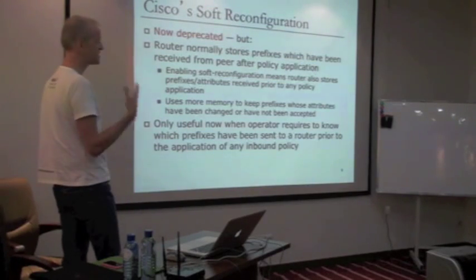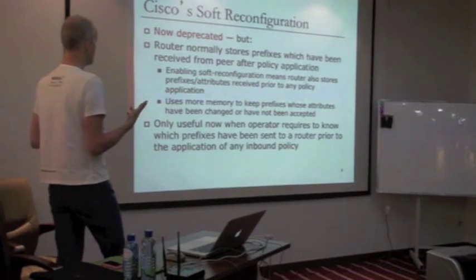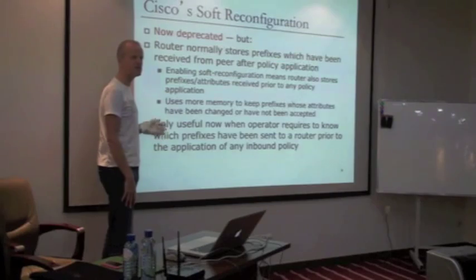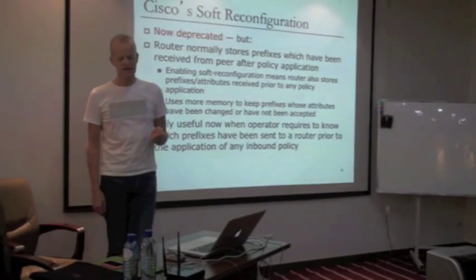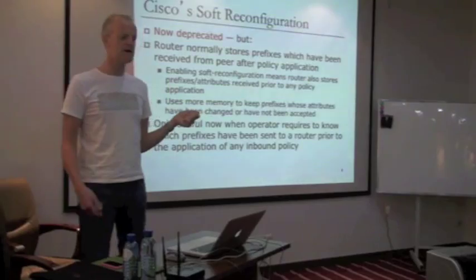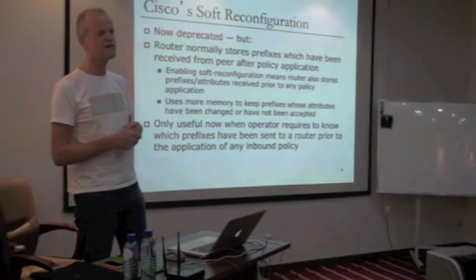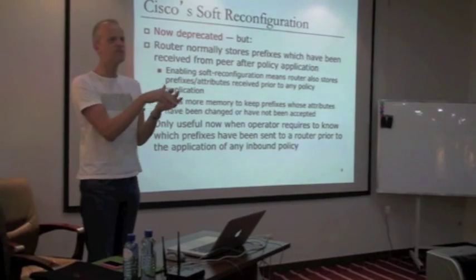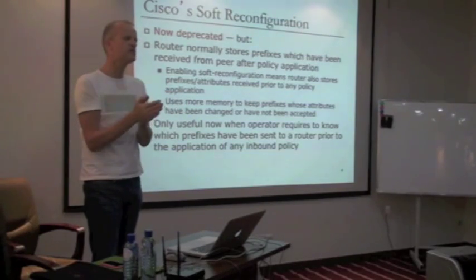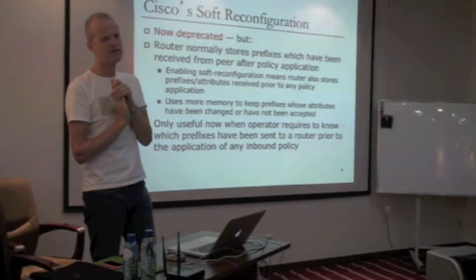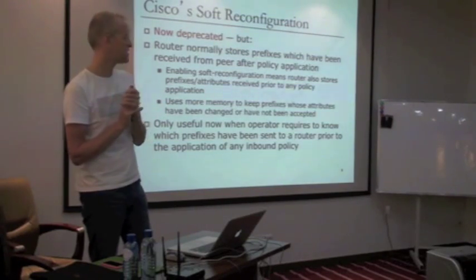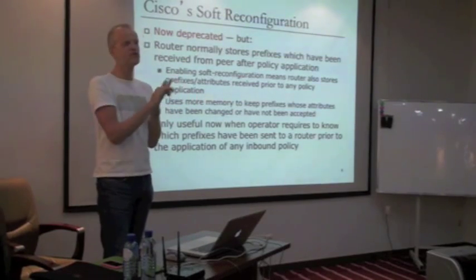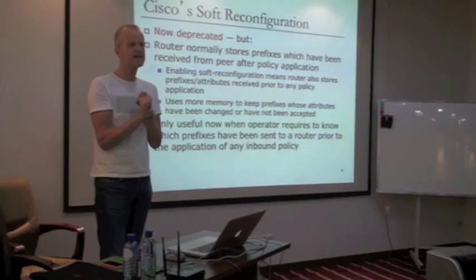Soft reconfiguration takes extra memory. It's only useful when you need to do troubleshooting of your BGP policy. If you're arguing with your peer about prefixes that haven't arrived or whatever, soft reconfiguration lets you see what prefixes have arrived on your router before you apply your policy. That's the only advantage it has, because what it does is store the BGP feed before you apply your policy. And so it takes extra memory.